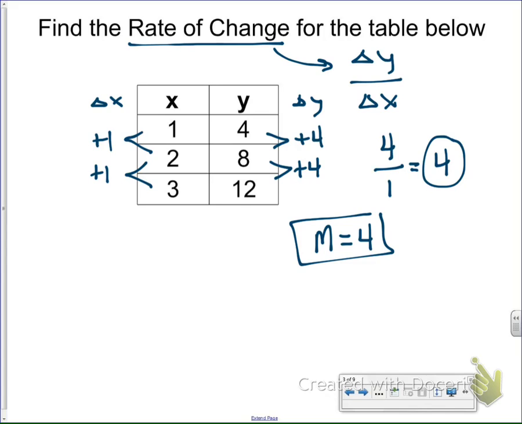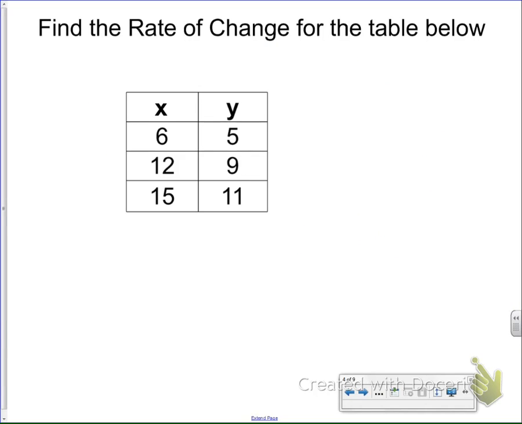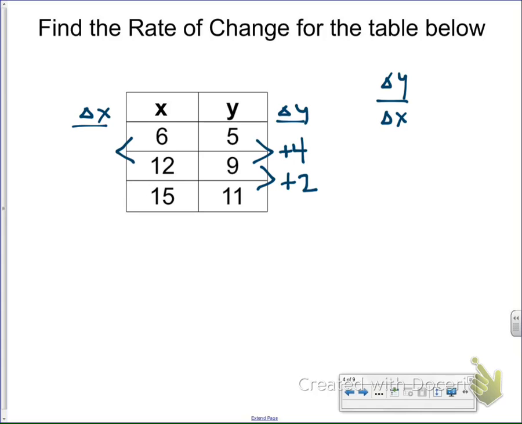Now I want to show you one more example where things may look a little bit different. So say we have a table like so. We're still going to be looking for our same formula of delta y over delta x. So I'm going to come again and look outside of the table. That's where I look when I find slope. From 5 to 9 I'm adding 4. From 9 to 11 I'm only adding 2. So interesting, I see that they're different. Well, let's keep going. For my x's I add 6, and then from 12 to 15 I add 3.